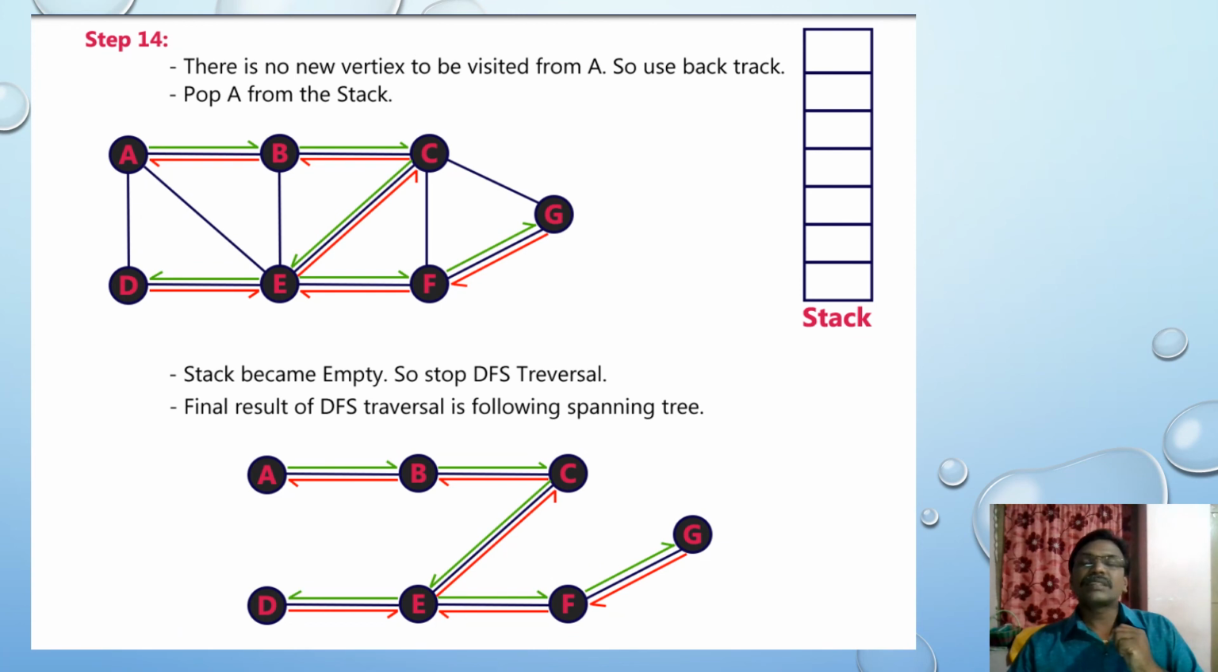Then check A's adjacent vertices. That is D, E and B. All are visited vertices. No non-visited vertex for A. So move to backtrack, that is nothing left, which means A is popped. Finally, the visited vertices of the graph, that is called DFS. That means the final result is showing what is called a spanning tree.